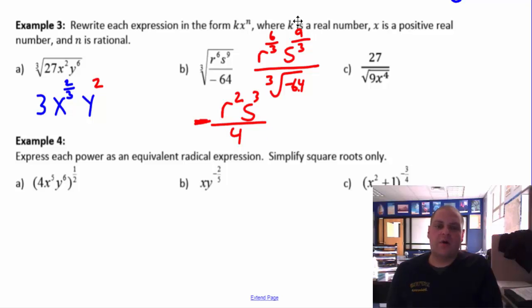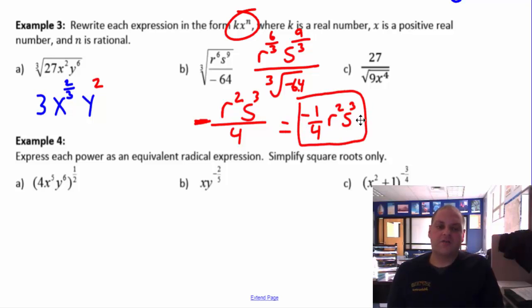And then I want to write it in this form. So it's going to be -1/4 r squared s to the 3rd. -1/4 r squared s to the 3rd. This one here, I have 27.